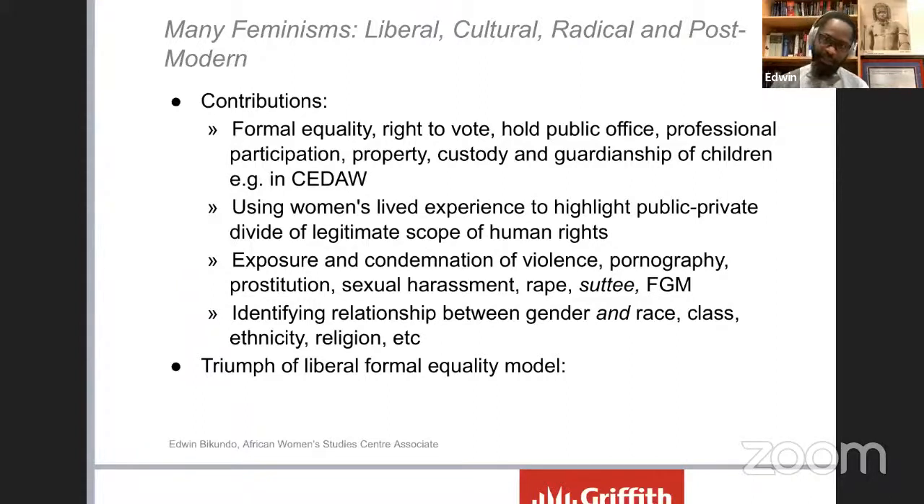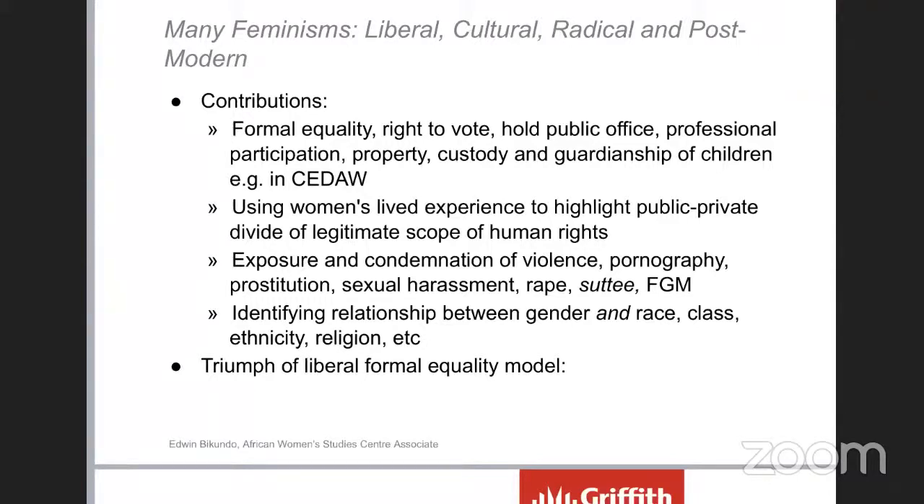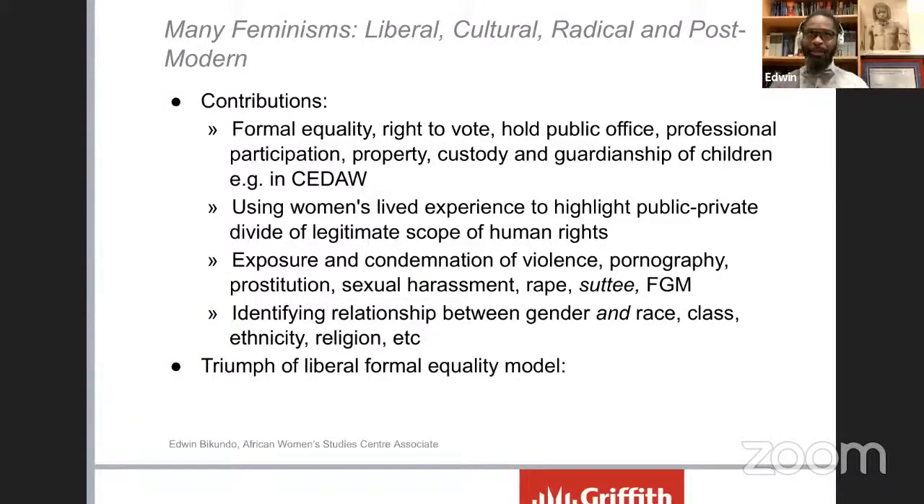But having said that, the liberal formal equality model is the most successful one, and that is the one that has triumphed. To reiterate what I said before, we are yet to learn the lessons of second and third generation feminisms in terms of reforming our legal and political institutions, leave alone our social and cultural ones.